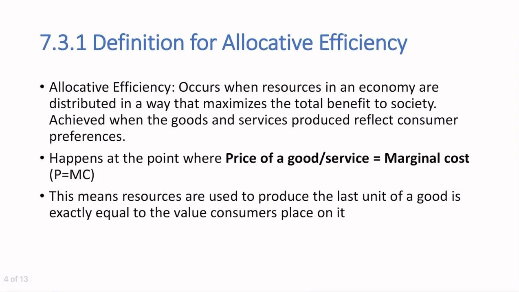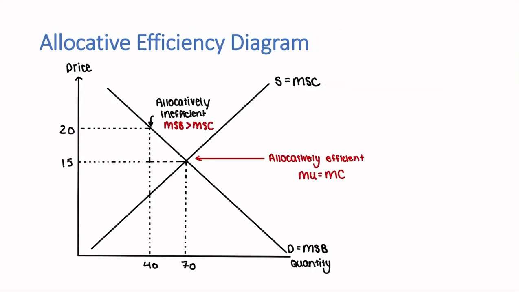Now let's talk about the definition for allocative efficiency. It occurs when resources in an economy are distributed in a way that maximizes the total benefit to society. It's achieved when the goods and services produced reflect consumer preferences. It happens at the point where the price of goods or services is equal to marginal cost. This means resources used to produce the last unit of a good are exactly equal to the value consumers place on it. Now let's look at this through a diagram.